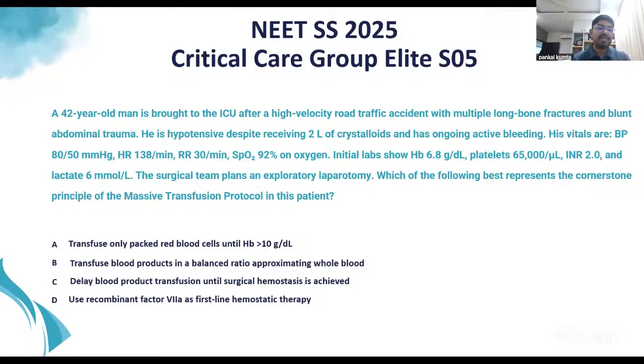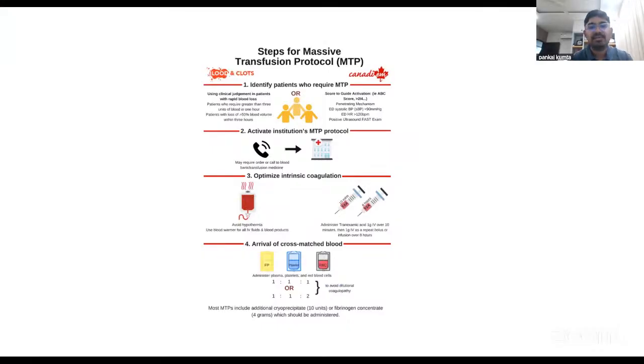Use of recombinant factor 7A as first line. No, it is not the first line and may not even be the second line. You will have to consider it much down the road, and only when you feel that all the regular supports are not working, then you may have to consider it as a factor. So the answer becomes B.